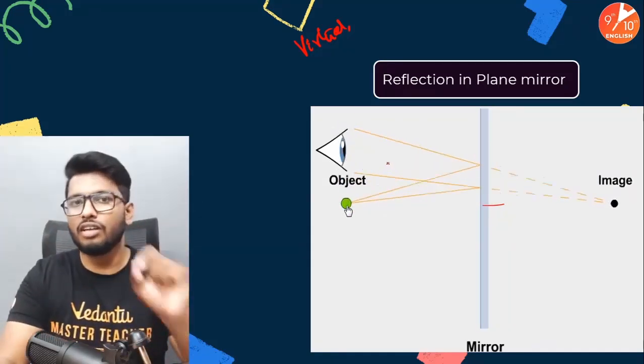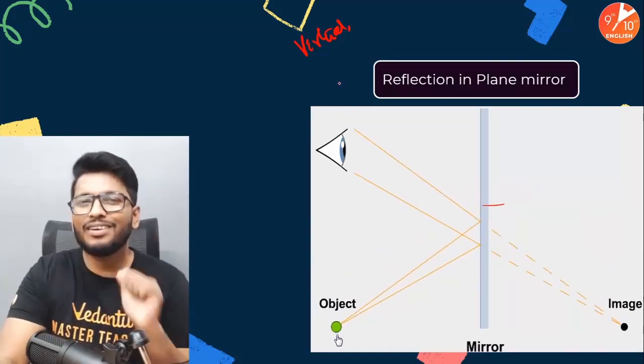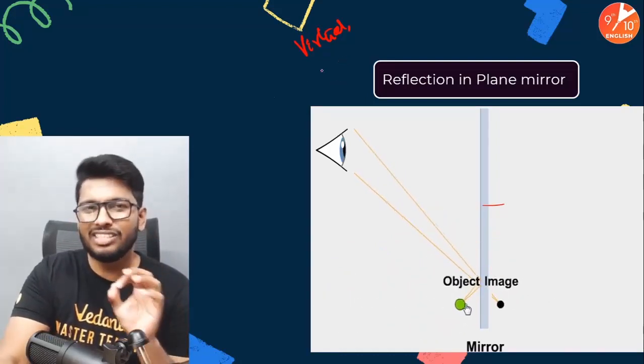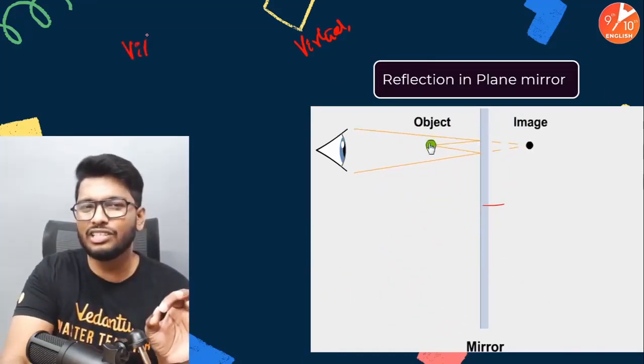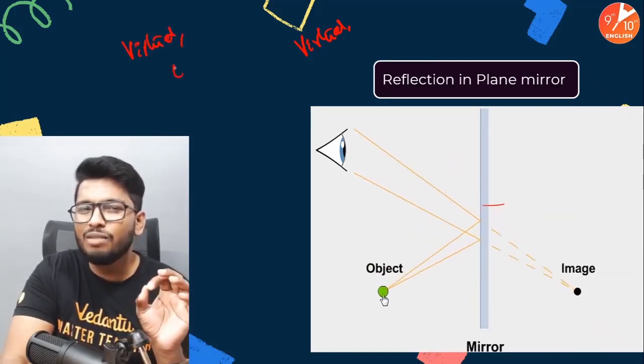So the image over here in a plane mirror is always virtual. Now remember, guys, any image that is virtual in nature is always going to be erect as well.